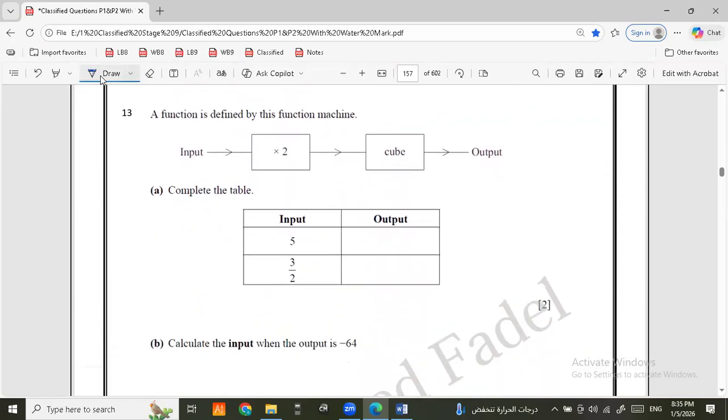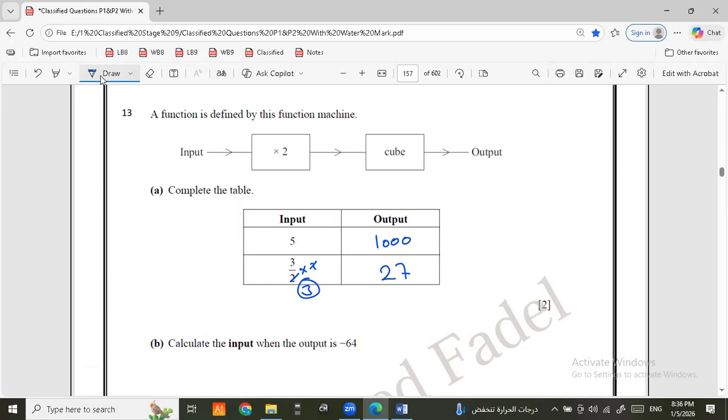A function is defined by this function machine. Input is multiplied by 2, then cubed, then you get the output. Complete the table. 5 multiplied by 2 is 10. Then cube it, it is going to be 1000. 3 over 2 multiplied by 2, simplify the 2 with the 2, then 3 is left. So 3 over 2 times 2 is just 3, or 6 over 2, which is also 3. Then you cube it, it gives you 27.